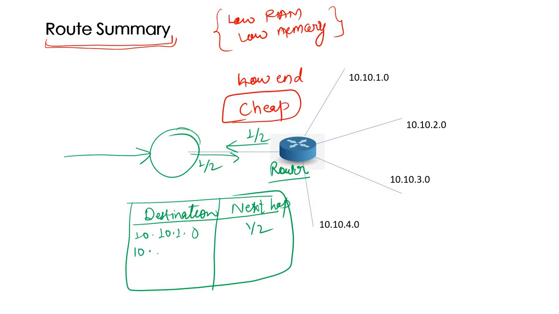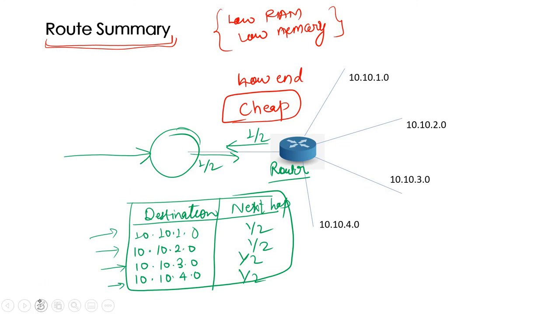There is one more entry, 10.10.2.0, please forward that to 1/2. If we have one more network and a packet comes for 10.10.3.0, please send it to 1/2. If you have any packet for 10.10.4.0, then please send it to 1/2. If you observe, this is just replicating, right? All have the same next hop, but we have 4 entries in the routing table.